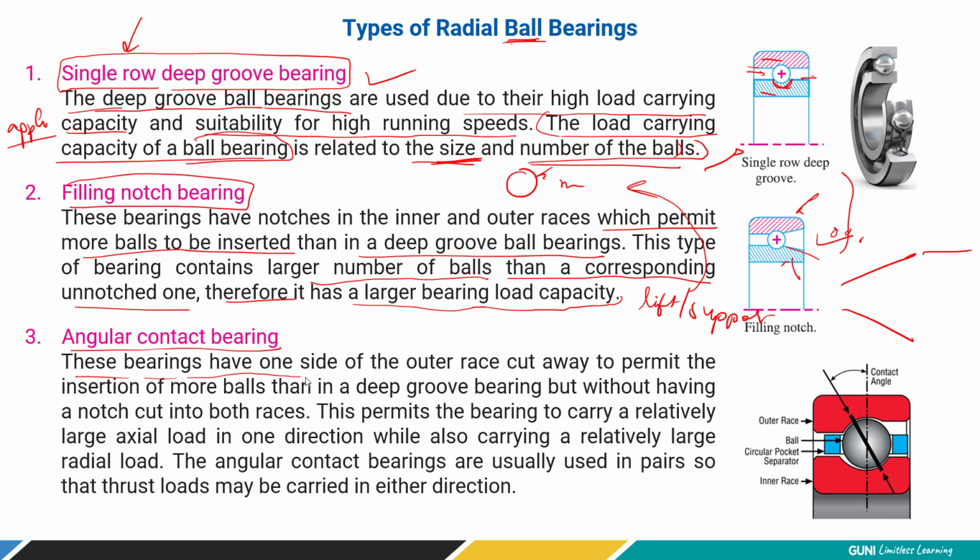These bearings have one side of the outer race cut away. Just look at this. I'm drawing over here, right? So this part is cut away. Or let me show you over here. This part of the outer race is cut away like this to permit the insertion of more balls than in a deep groove bearing, but without having a notch cut in both races.